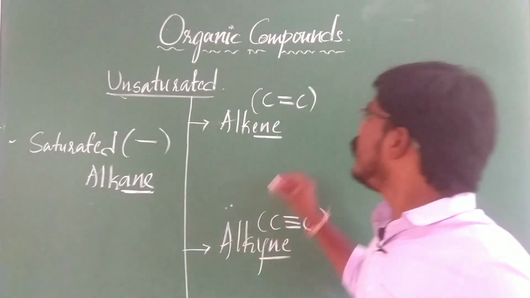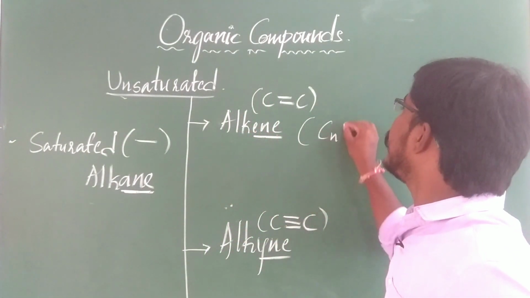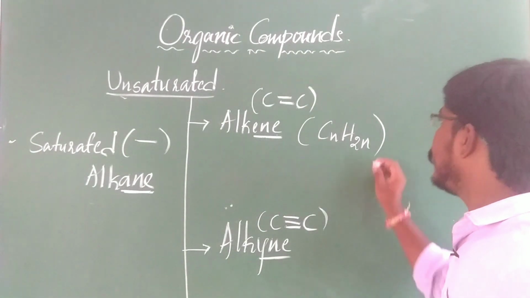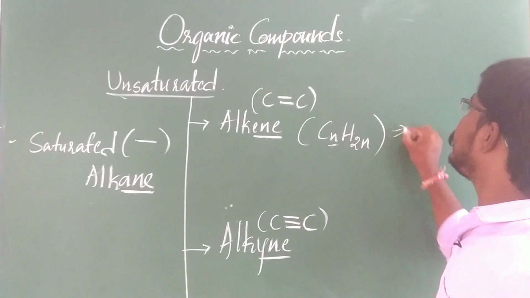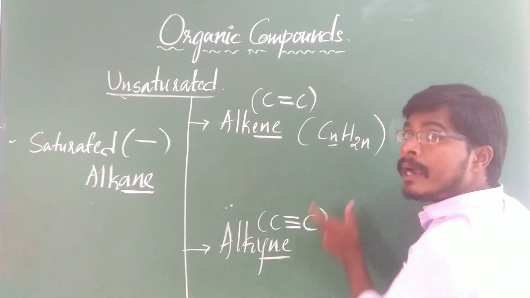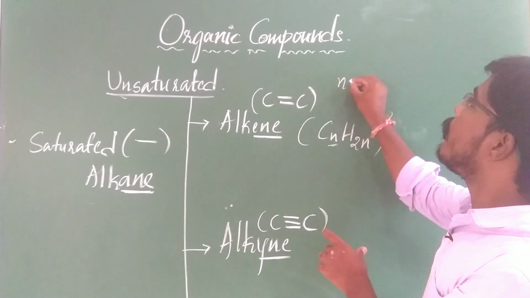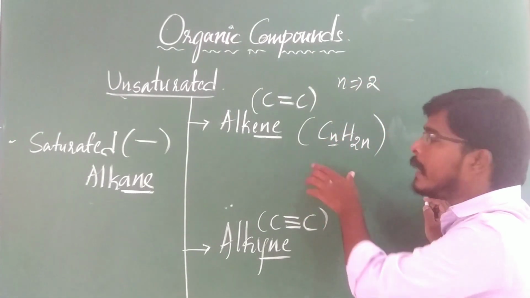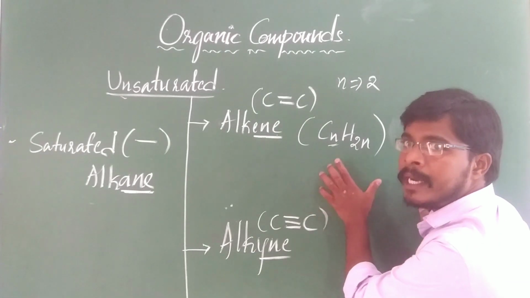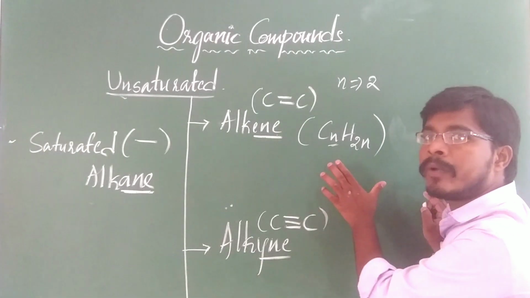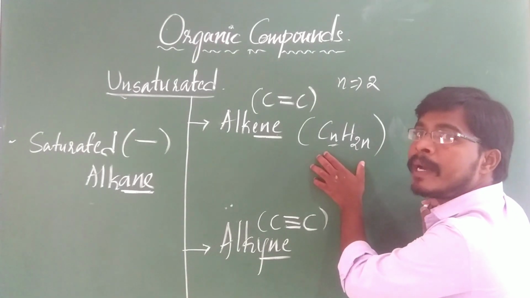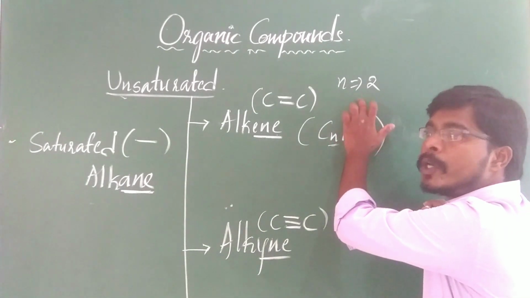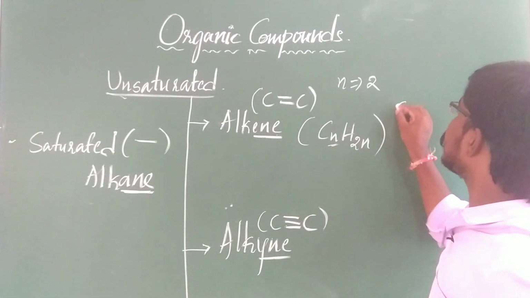And the general formula for alkene is CnH2n. Only this one, CnH2n. For alkene and alkyne, the n value should start from 2 only. It is not 1, because if you take n equal to 1, the bonds are not going to satisfy, and the valency of that carbon is not going to be satisfied. So the first member of alkene and alkyne should start with n equal to 2. So let us take n value as 2.